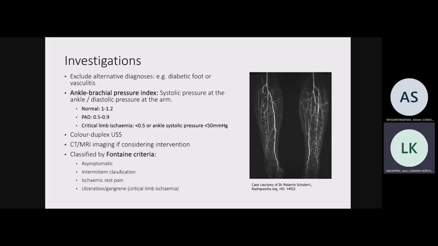Okay, so investigations, as you all know, and you may get in OSCEs as well, you would do an ABPI, where essentially you're measuring the systolic pressures in both the ankle and the arm and comparing them. A normal ABPI is 1 to 1.2. In peripheral arterial disease, this is actually lowered, so it can go to 0.5 to 0.9, and it's defined as critical limb ischemia if it goes below 0.5, or if your ankle systolic pressure is less than 50 millimeters of mercury.